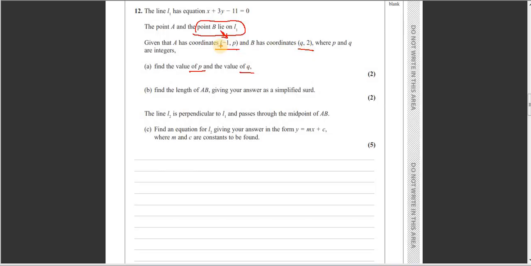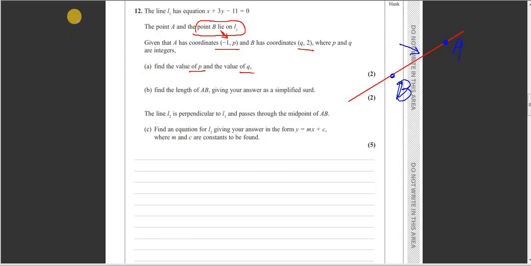So these 2 points are lying on the line. Lying on the line means if you have a line anywhere, these 2 points are on the line. So this is the point A and this is the point B. So you can plug in the values of the point into the equation of the curve.